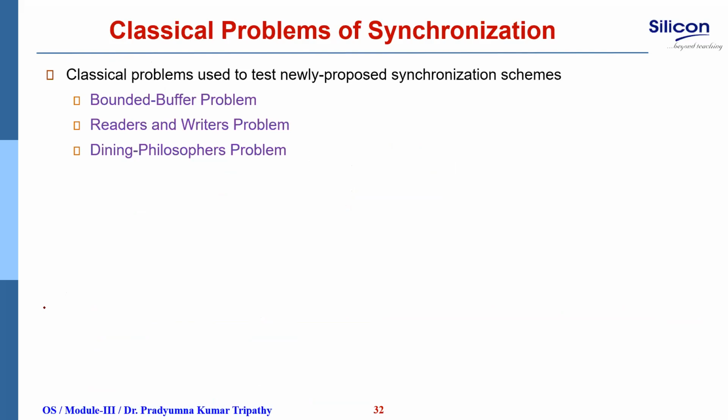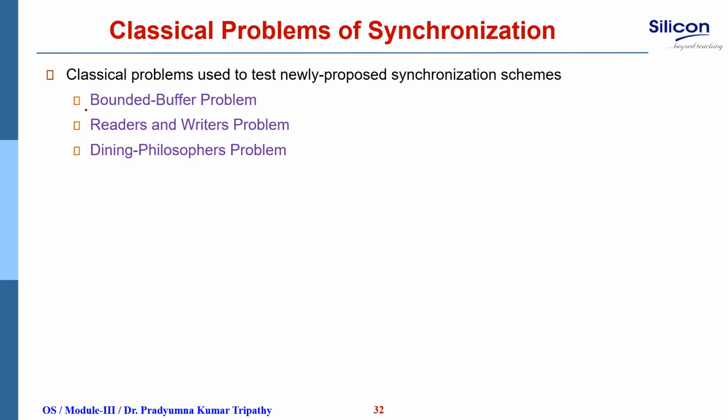There are some classical problems of synchronization. These three problems are very, very important, and definitely one of these may come in your exam as well. The classical problems are used to test newly proposed synchronization schemes. We will discuss the bounded buffer problem, reader writer problem, dining philosopher problem, and sleeping barber problem. The sleeping barber problem is not in your course, so we are discussing the bounded buffer, reader writer, and dining philosopher problems.